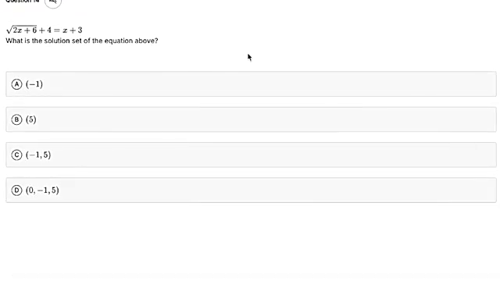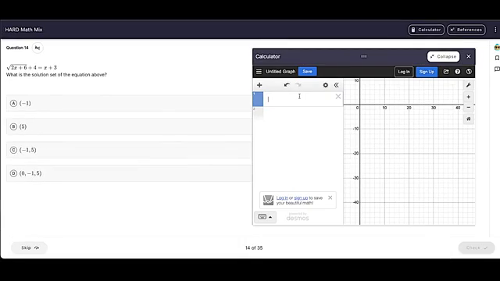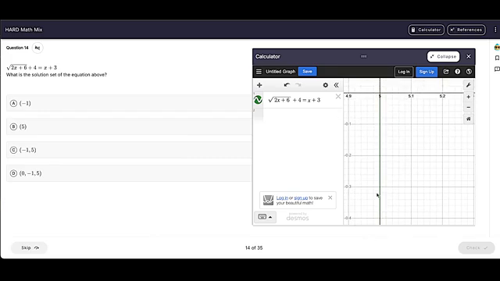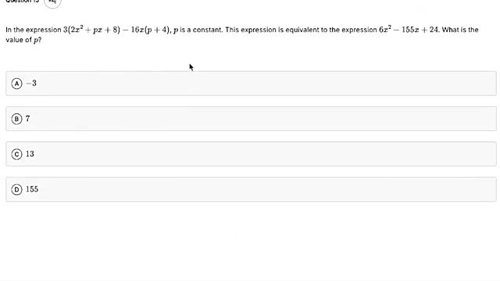So pause the video, try this on your own first. Then here we go. We got another single variable equation. That is to say there's only x, there's no y. And yeah, Desmos is the way. SQRT for square root, 2x plus 6, plus 4 equals x plus 3. And our answer should be 5. Boom.